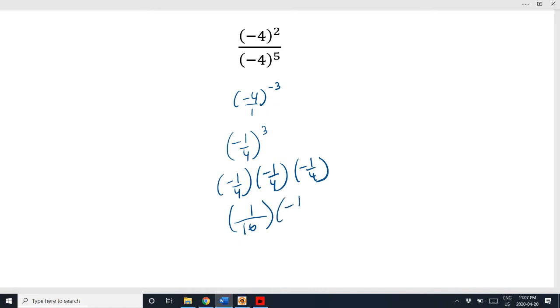And then times negative 1 over 4. So 1 times negative 1 is going to be negative 1, and then 16 times 4, that's going to be 64. So our final answer here is going to be negative 1 over 64.